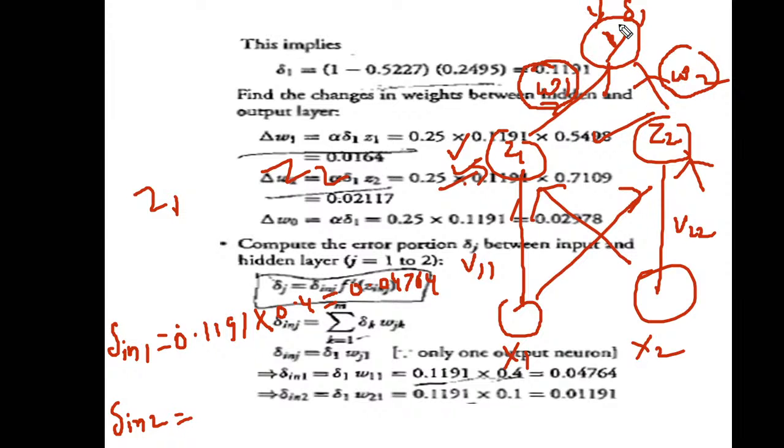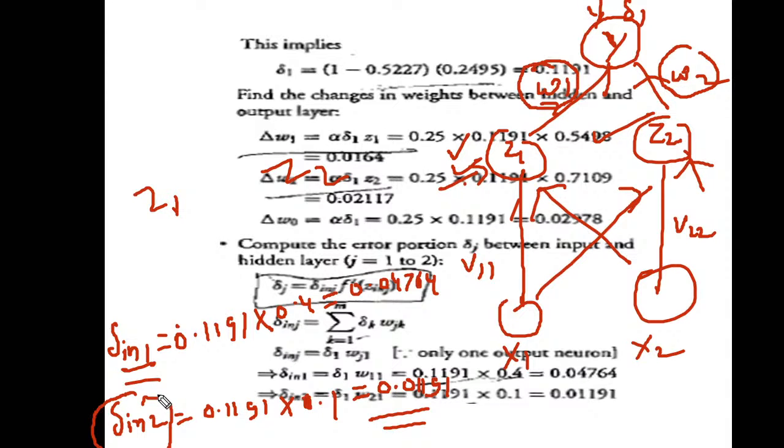Similarly, delta in 2 means the delta which is coming in the backward direction multiplied by the w2 weight. So we multiply delta 1, 0.1191, by 0.1, the w2 weight, and you will get 0.01191. So we have calculated the net input error at z1, denoted by delta in 1, and the net input error at z2, denoted by delta in 2.